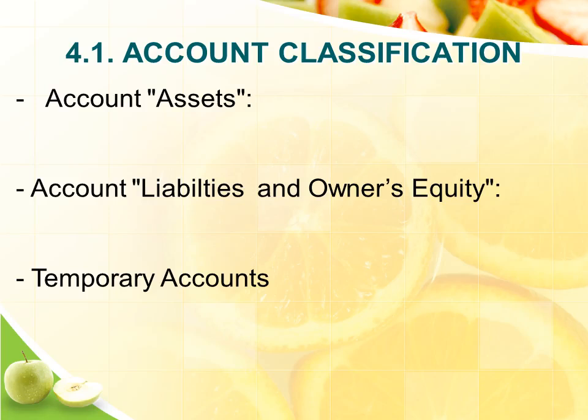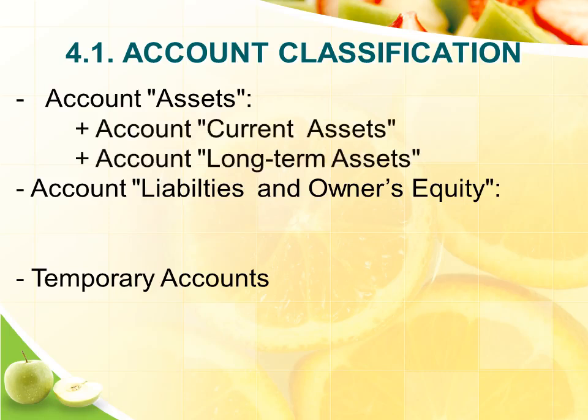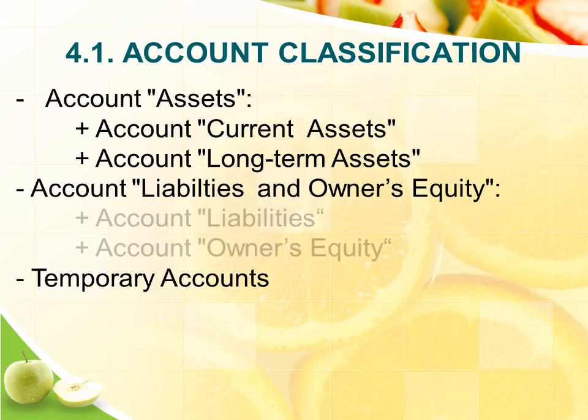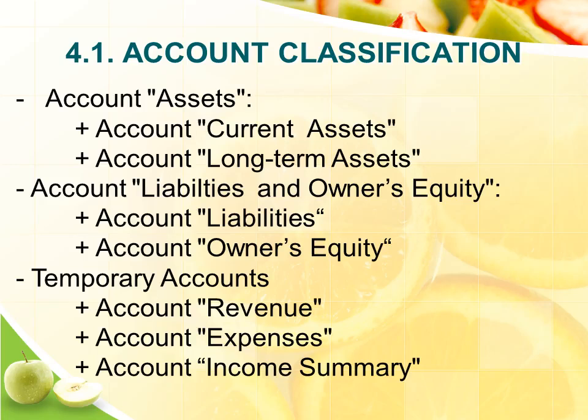As you can see, there are three main kinds of accounts: assets, liabilities and owner's equity, and temporary accounts. Asset accounts include current assets and long-term assets. Liabilities and owner's equity are divided into two smaller groups: liabilities and owner's equity. For temporary accounts, we have three kinds: revenues, expenses, and income summary.